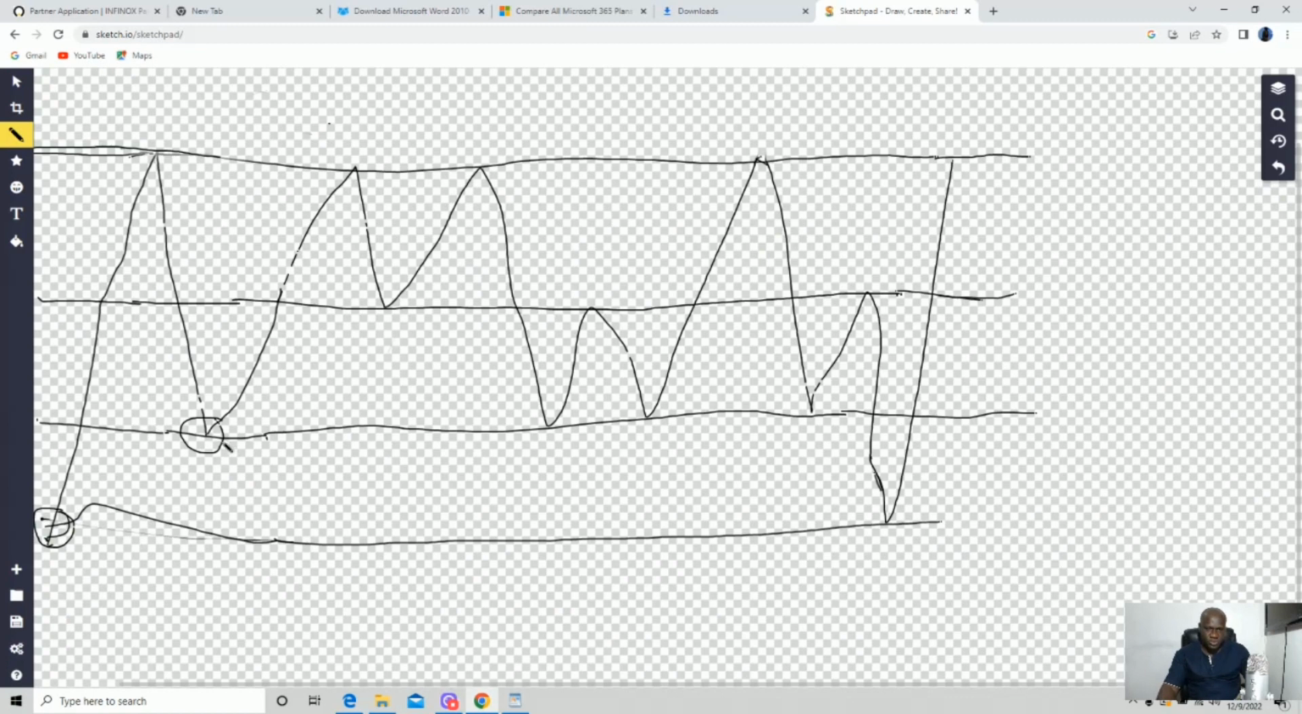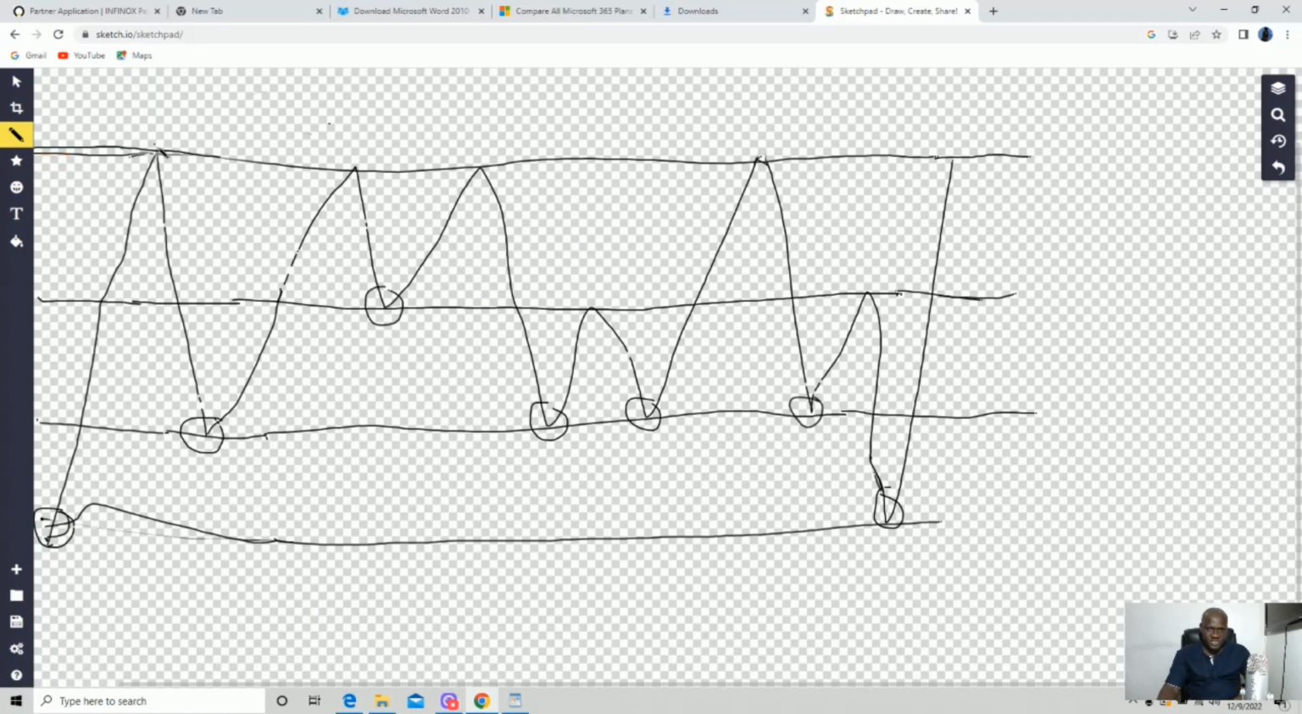This is a support, this is a support, and this is also a what? A support. So a support can also be a resistance. You get? So let me map out all the resistance on this chart.